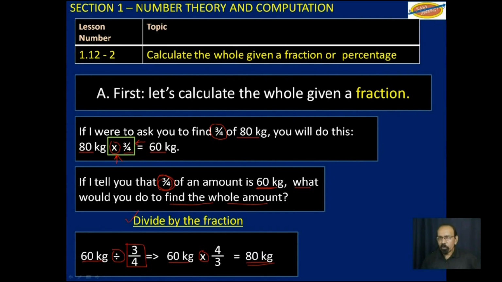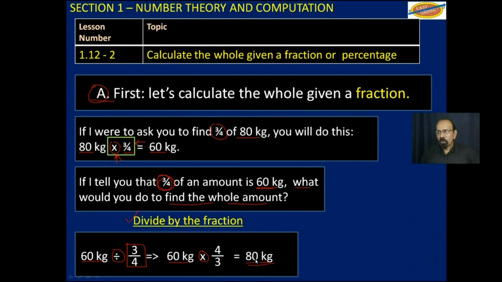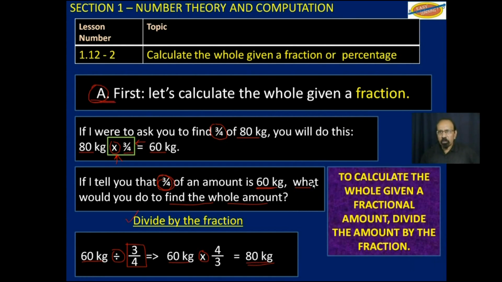Now that is the principle on which this first part here, and even the second part, will be based. So to calculate the whole given a fractional amount, divide the amount you are given by the fraction. That is the principle we will use to calculate the whole given a fraction.